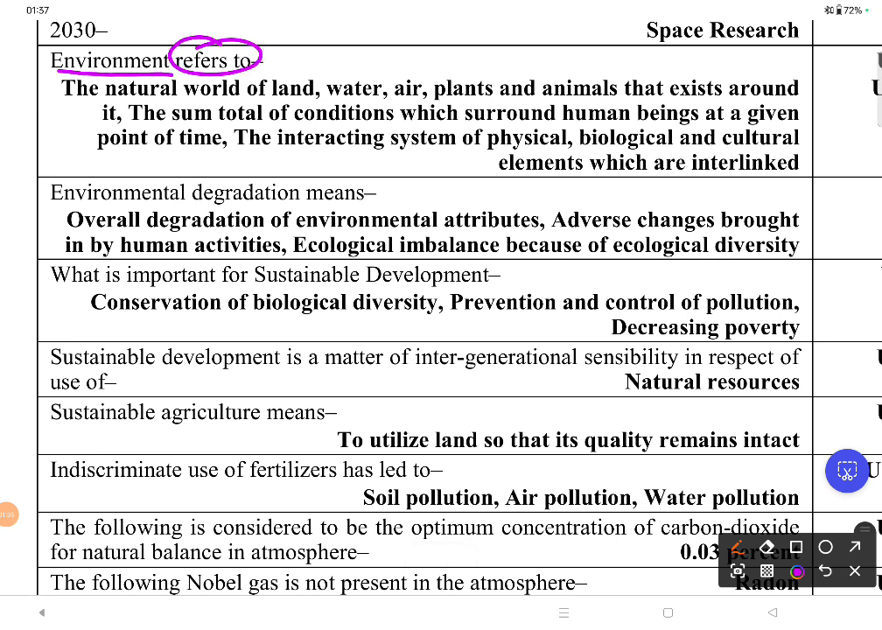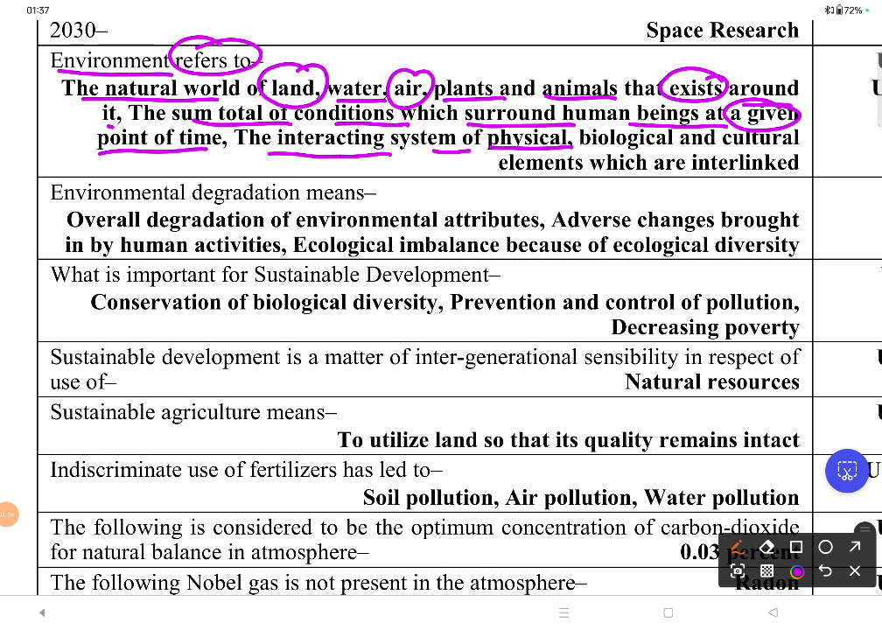Environment refers to the natural world of land, water, air, plants, and animals that exist around us. It is the sum total of conditions which surround human beings at a given point of time. It is the interacting system of physical, biological, and cultural elements which are interlinked.